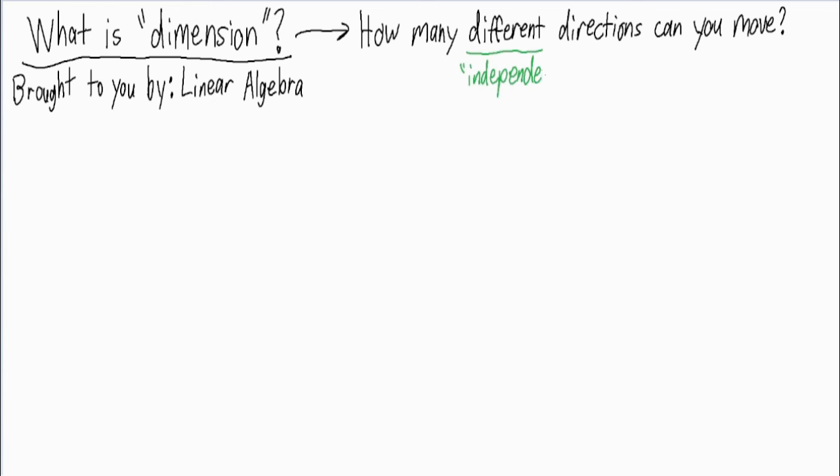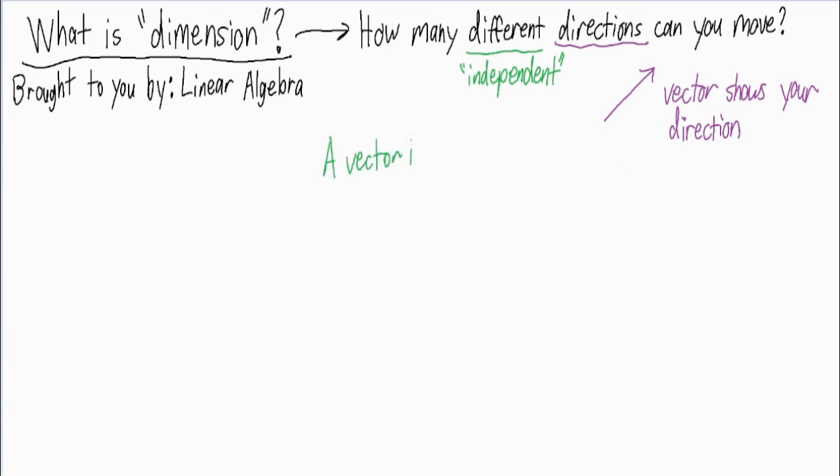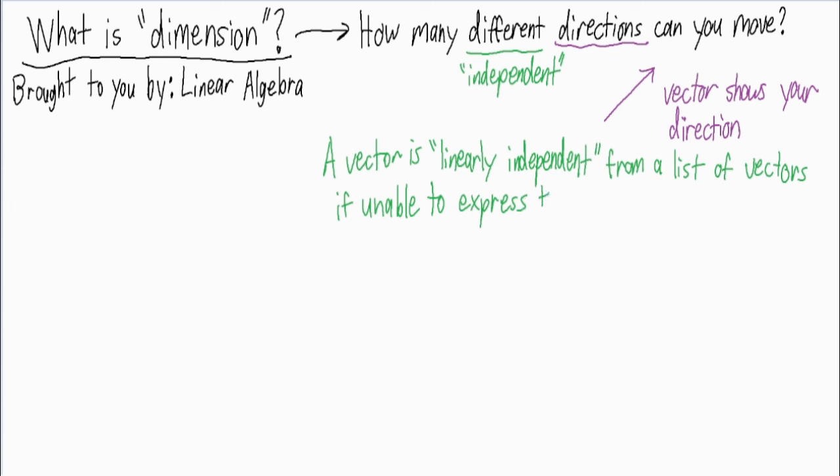So, we're gonna pause right here. This idea of independence is important, so let's talk in depth about that. We can encode direction as an arrow showing where to go. This is called a vector. A direction or a vector is independent, in the sense of linearly independent, from another collection of vectors if you are unable to express that vector as a combination of the others.